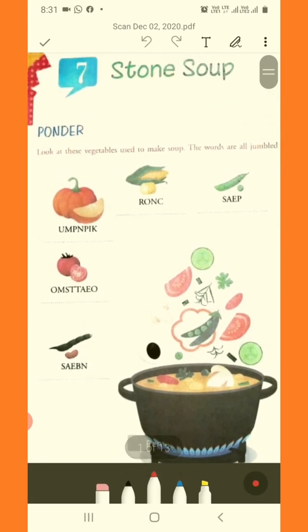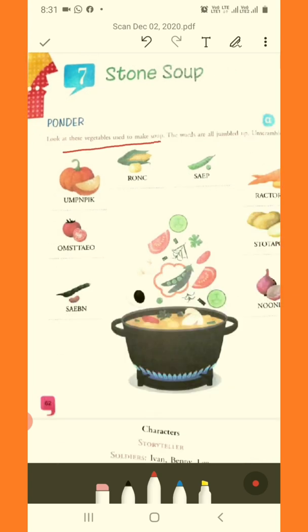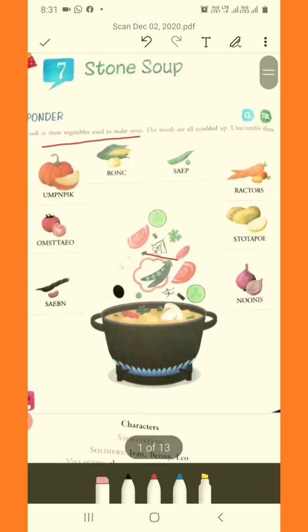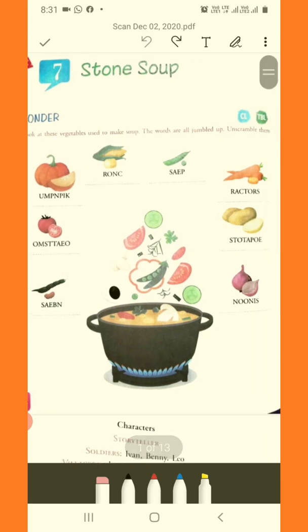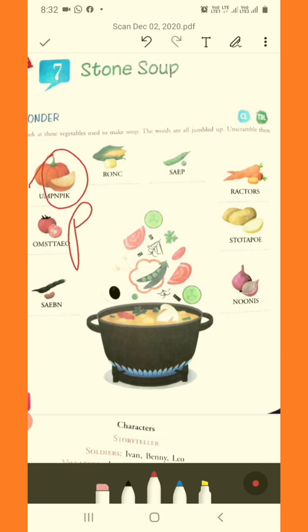You are asked to look at the vegetables used to make soup. Okay, the words are all jumbled up. Unscramble them. So see, these are some of the vegetables used to make soup, but the words are jumbled up. We have to unscramble them to find the name of the word. Vegetables. Okay, can you do this? It's very simple. What is it? Pumpkin, right? What is the spelling? Pumpkin.